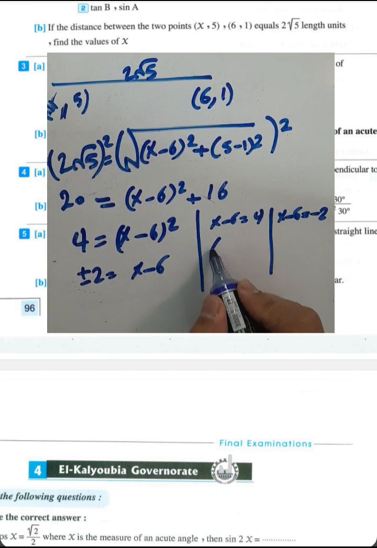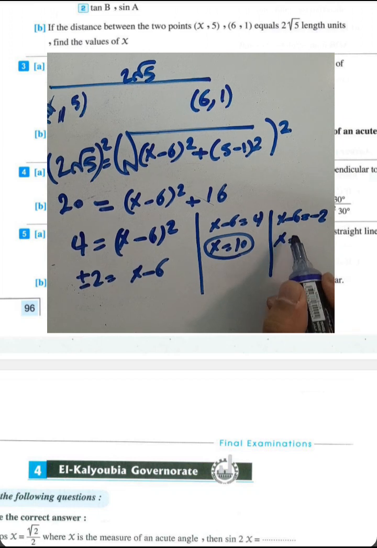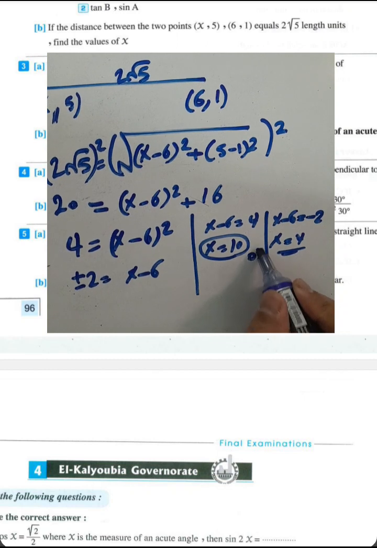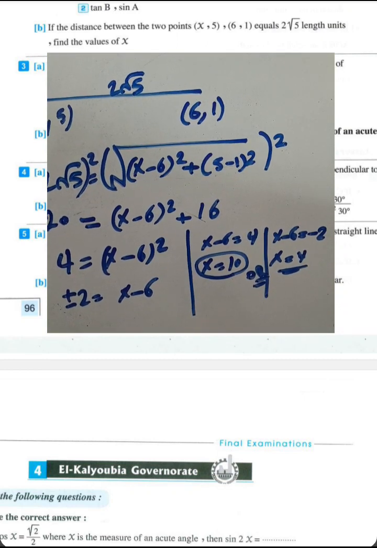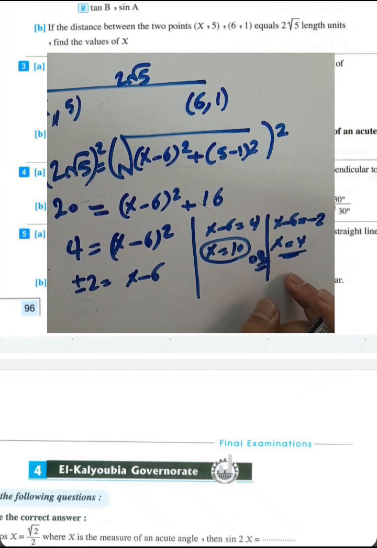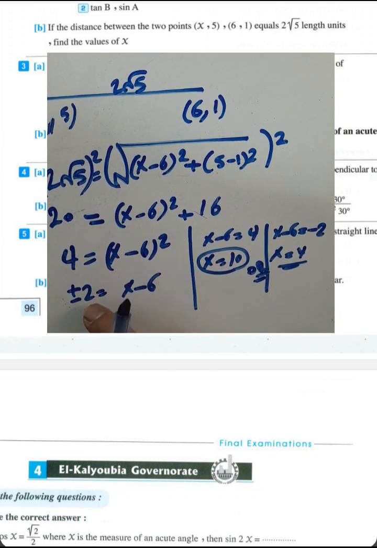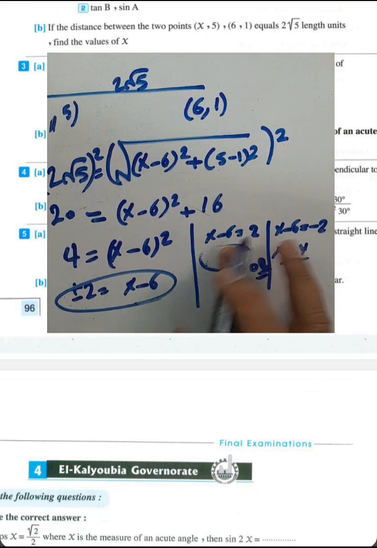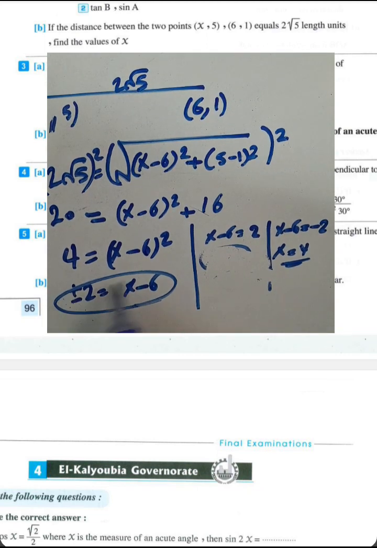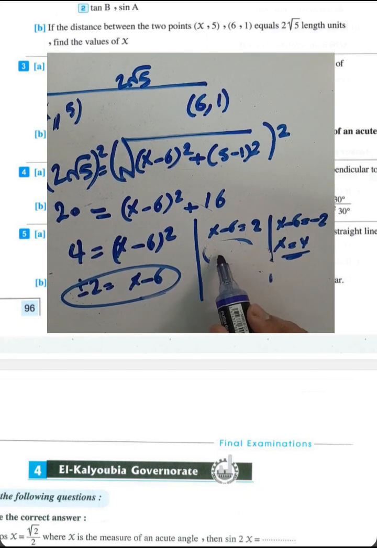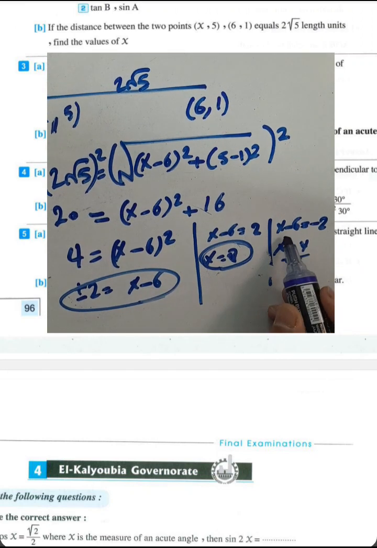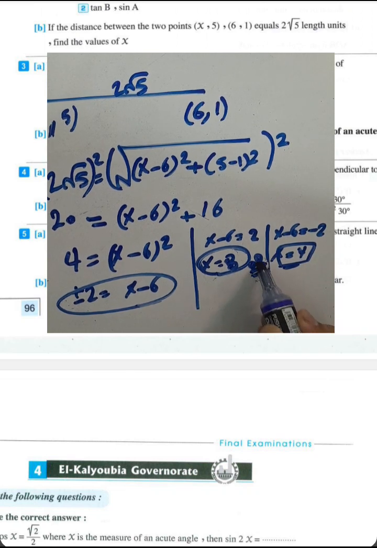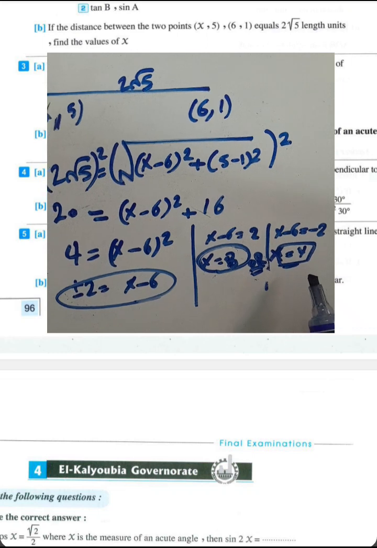Okay, then x minus 6 equals 2, then x will be 8, and x minus 6 equals negative 2, then x will be 4. So we have here two solutions for x, 8 or 4.